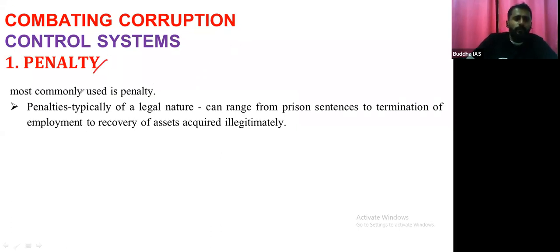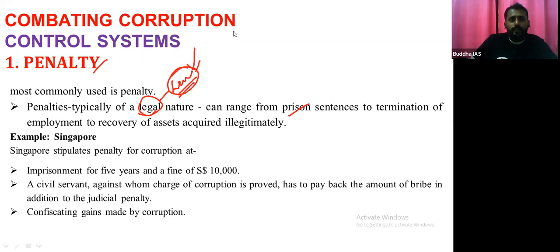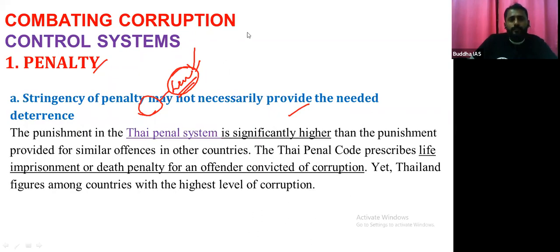Penalty method is the most widely used, most commonly used, and these will typically be in the form of legal nature, means laws are formed. Through implementing those laws, you are imposing penalty, and this can range from prison sentences to termination of employment to recovery of assets acquired illegitimately. Example we have seen.